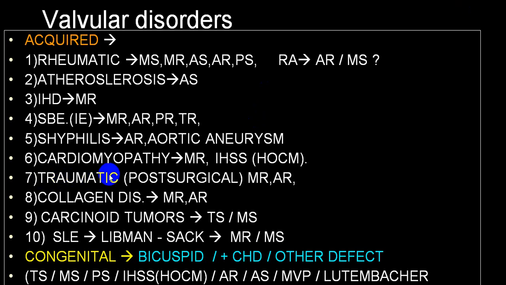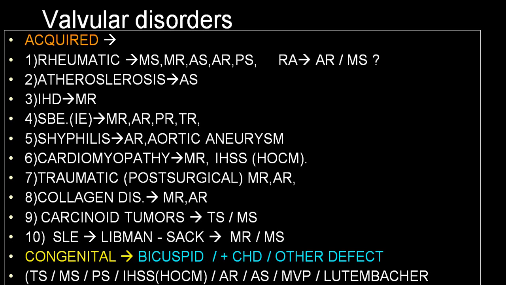You can have traumatic damage during surgical procedures or while doing catheterization, right heart, left heart catheterization. Particularly while doing a left heart catheterization, you can get damage to the mitral and aortic valve. You can have damage to the tricuspid valve and pulmonary valve during right heart catheterization. And during a valve replacement also, you can have post-surgical MR and AR. Very, very common. Quite common. In collagen disorders, MR and AR are common.